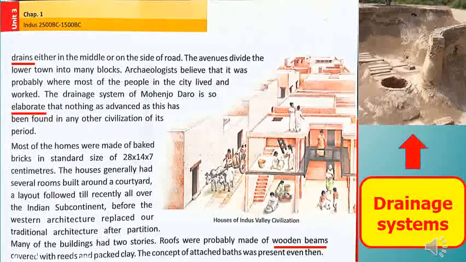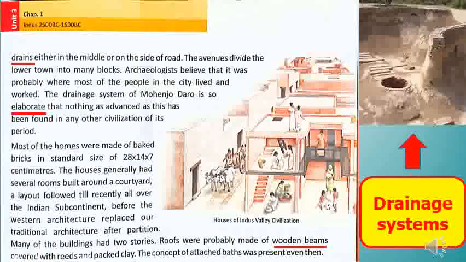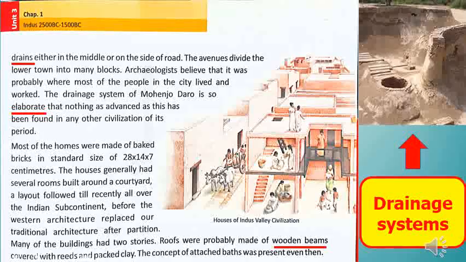The drainage system of Mohenjo-daro is so elaborate, meaning detailed, that nothing as advanced as this has been found in any other civilizations of its period.